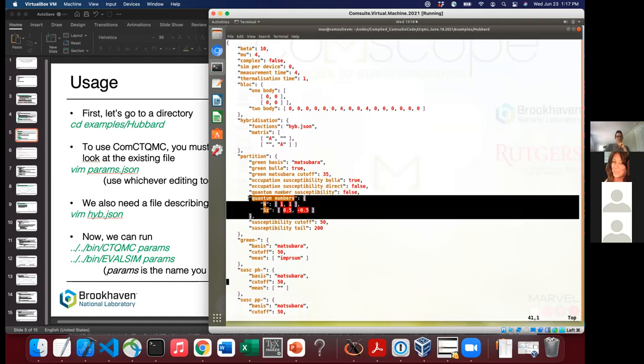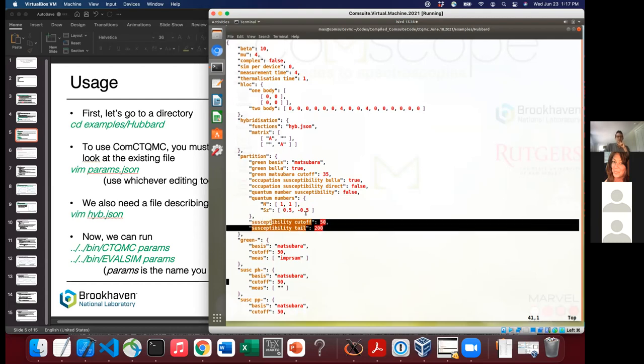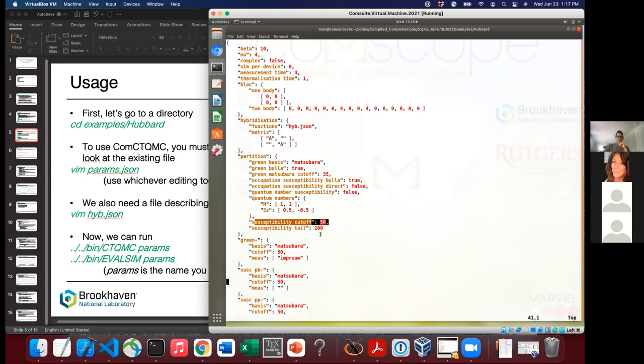And you have to tell it, if you're sampling quantum numbers, what type. I'll be talking a little bit more about quantum numbers later. The number of particles is always a good quantum number. This is spin on the z-axis. This is typically going to be a good quantum number unless you have a relativistic calculation, although not always. And then just like we have energy cutoffs for the Green's function, we have energy cutoffs for susceptibilities. And this tail is how many frequency components to add using the asymptotics of the susceptibility.